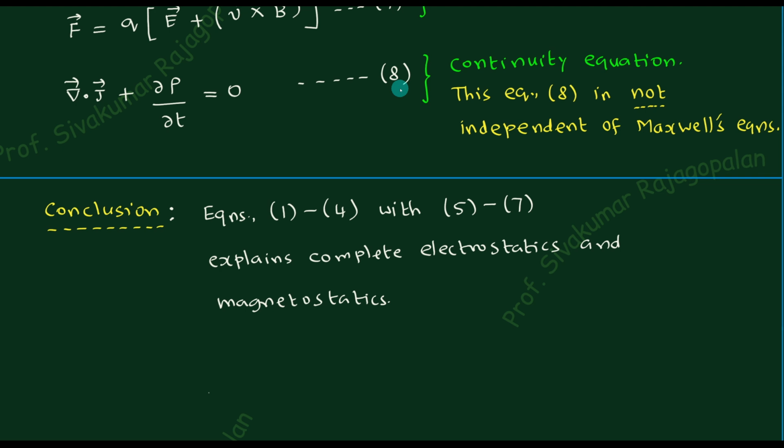And coming to 8, it is not an independent equation. What is the meaning of saying that it is not independent? It is possible to derive equation number 8 from the Maxwell equations, maybe any one of them, not all of them. Somehow you can consider the 4 equations and then establish equation number 8. So because of that reason, this particular equation number 8 cannot stand independently.